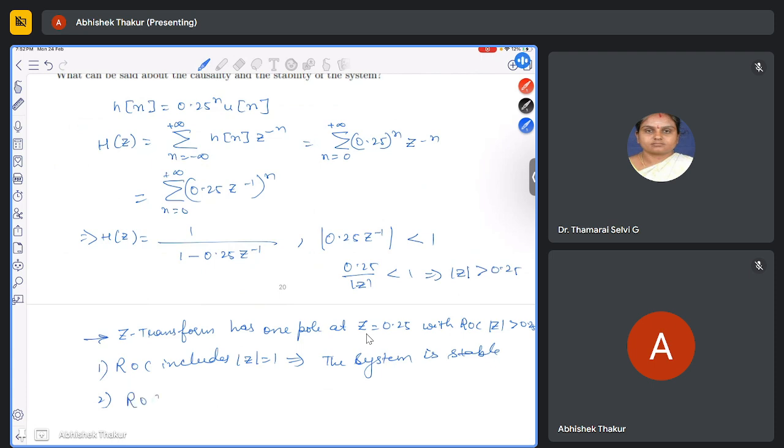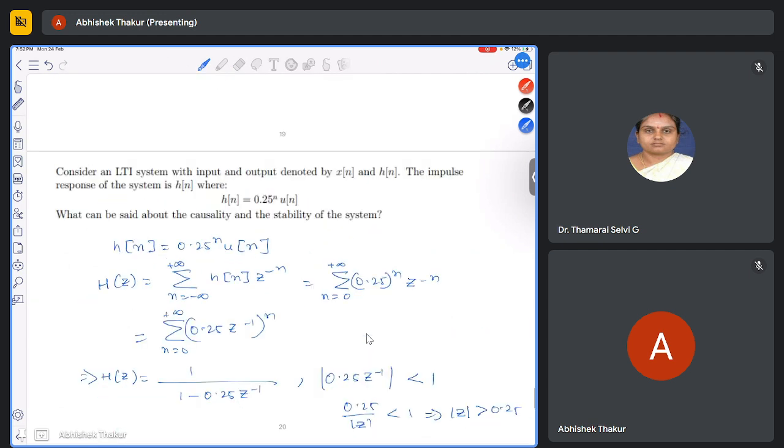Second, the ROC includes Z equal to infinity. So this means the system is causal, a causal system. So here the system is stable and causal.